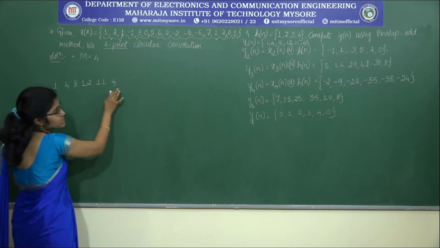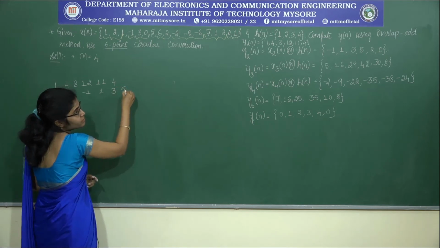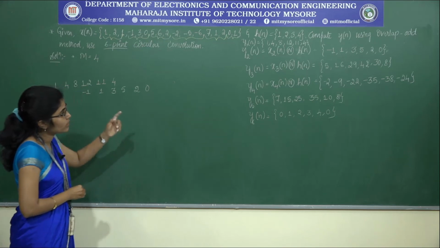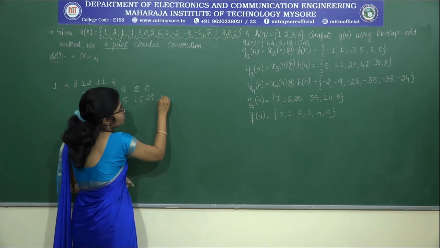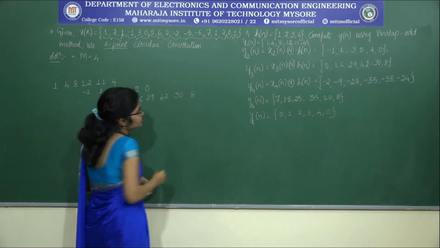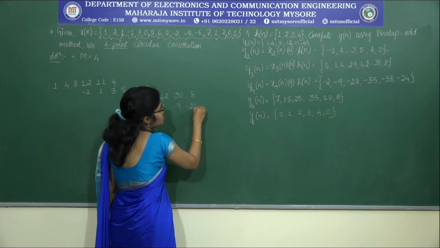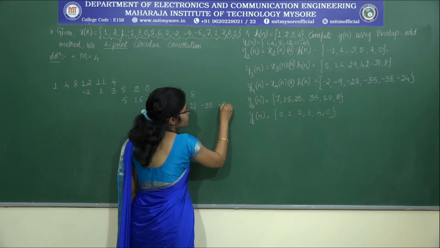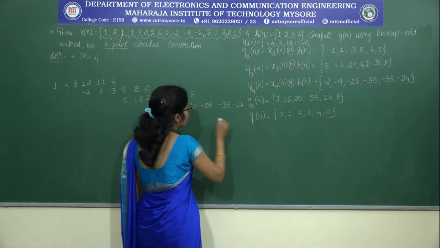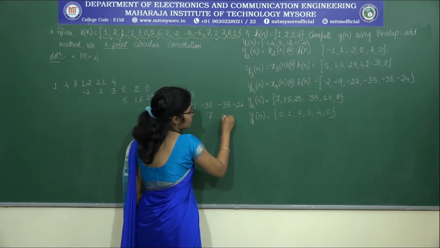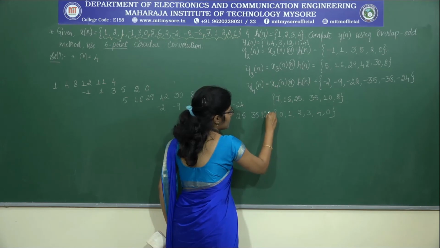m-1 is 3, so I need to overlap 3 samples. So the next samples are -1, 1, 3, 5, 2 and 0. So y3 of n is nothing but 5, 16, 29, 42, 30 and 8. So y4 of n is -2, -9, -22, -35, -38 and -24. So next I need to overlap the last m-1 samples of y5 of n, that is 7, 15, 25. So next it is 35, 10 and 8.